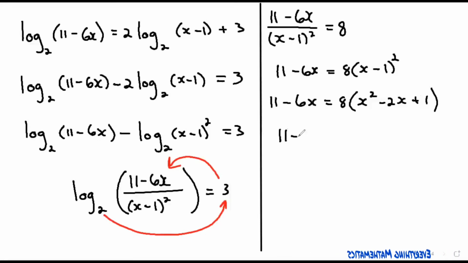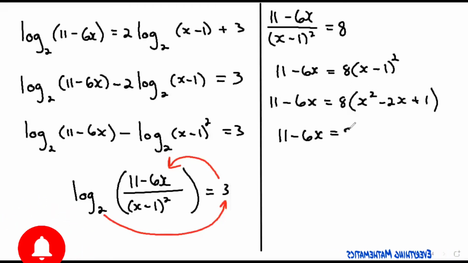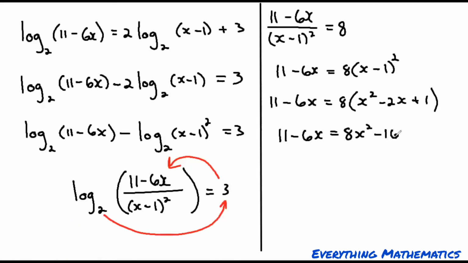So this is the same as 11 minus 6x equal to, and now I could distribute my 8. So this will be 8x squared minus 16x plus 8. So I basically distributed my 8 into the quadratic. And here I just try to find a quadratic equation. And let me see if I could kill 2 birds with 1 stone.